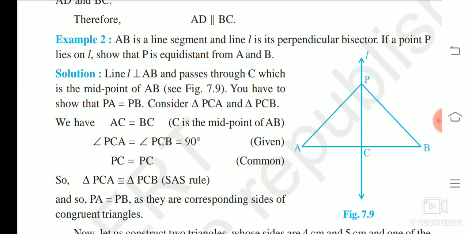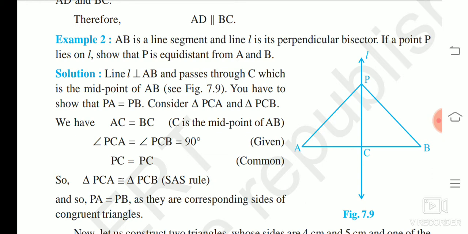Next example 2. AB is a line segment, and line L is its perpendicular bisector. Line L is the perpendicular bisector. If a point P lies on L, show that P is equidistant from A and B. So what do we need to prove? AP equal to BP or PA equal to PB. So the lengths are equal. This thing we need to prove.